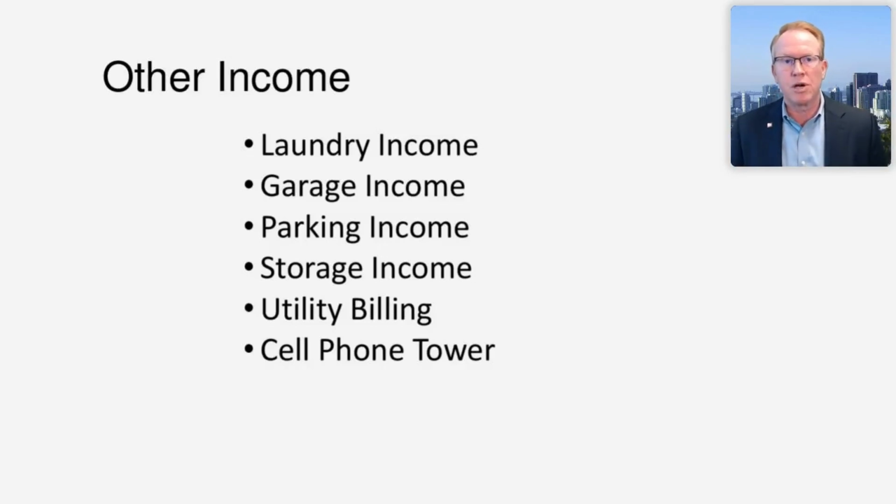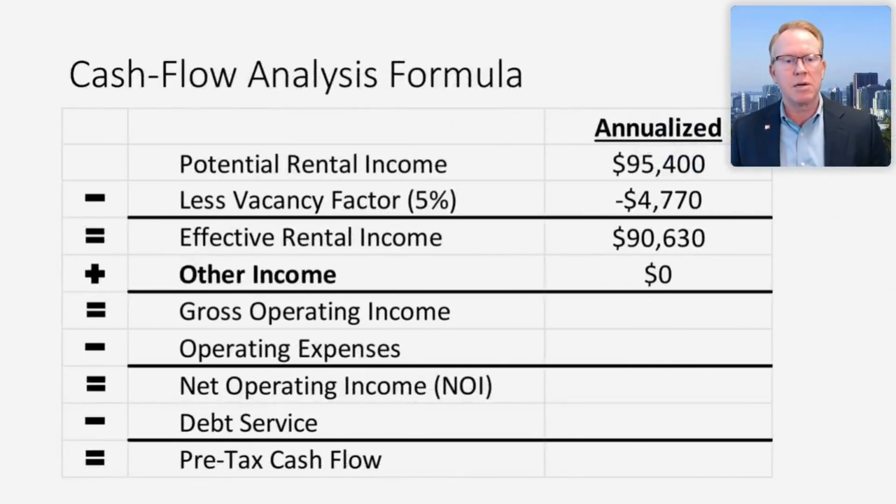Utility billing is where you, as an owner, are able to charge back your tenants for common bills that you're required to pay, like water, which is the big one. Utility billing for water. And then cell phone towers is another example. Many times cell phone towers go up on a building, and they're leasing that space. So that would be the other income category.